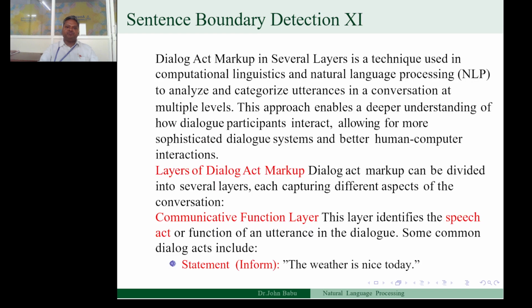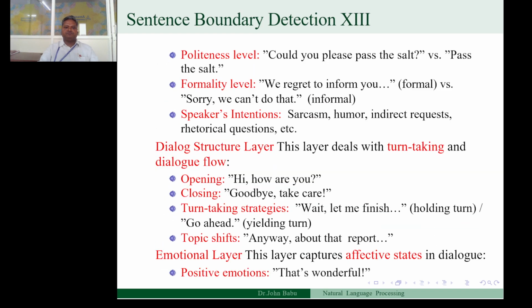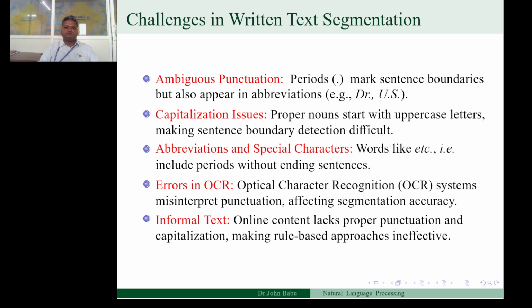Now, let us dive into how we can use this. Let us summarize before we do that. Challenges in written text segmentation: ambiguous punctuation, we don't know whether a full stop is for the end of the sentence or for an abbreviation. Then capitalization: every sentence starts with a capital, but even proper nouns start with uppercase letters. Then there are special abbreviations like etc.